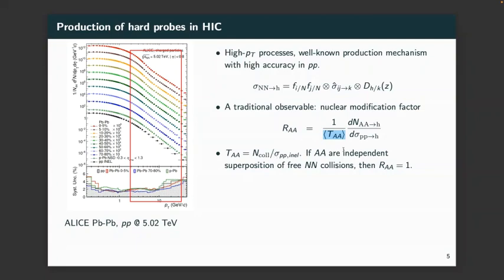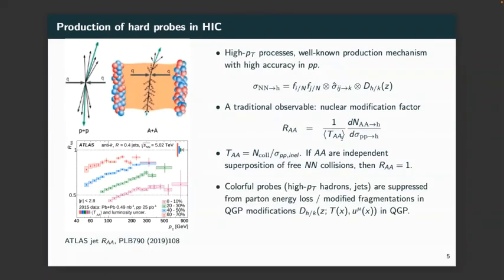And this is just a factor that measures your naive expectation if nuclear collisions are just independent superpositions of free nuclear collisions. If that's the case, then this ratio should be just one, because this cancels with this TAA factor.